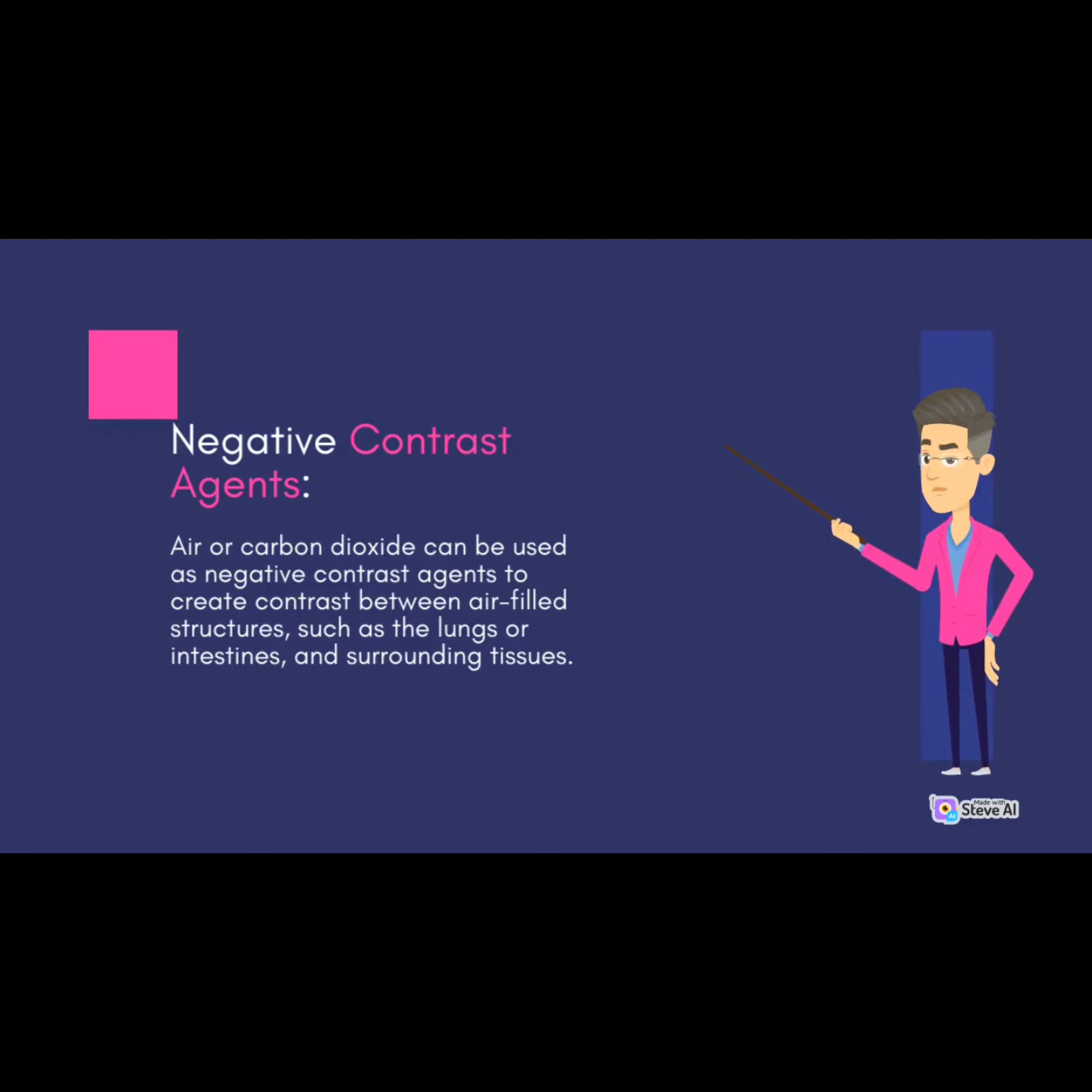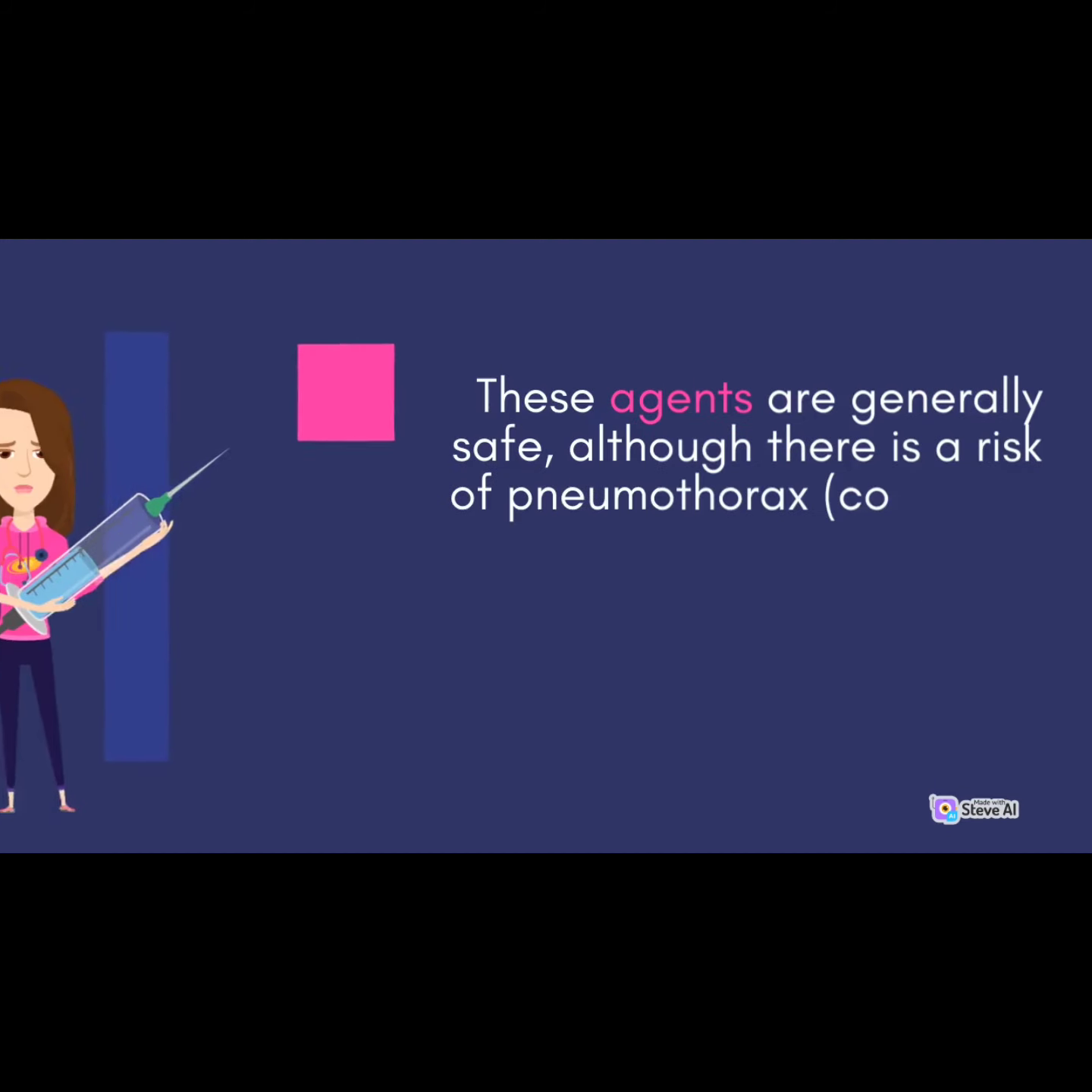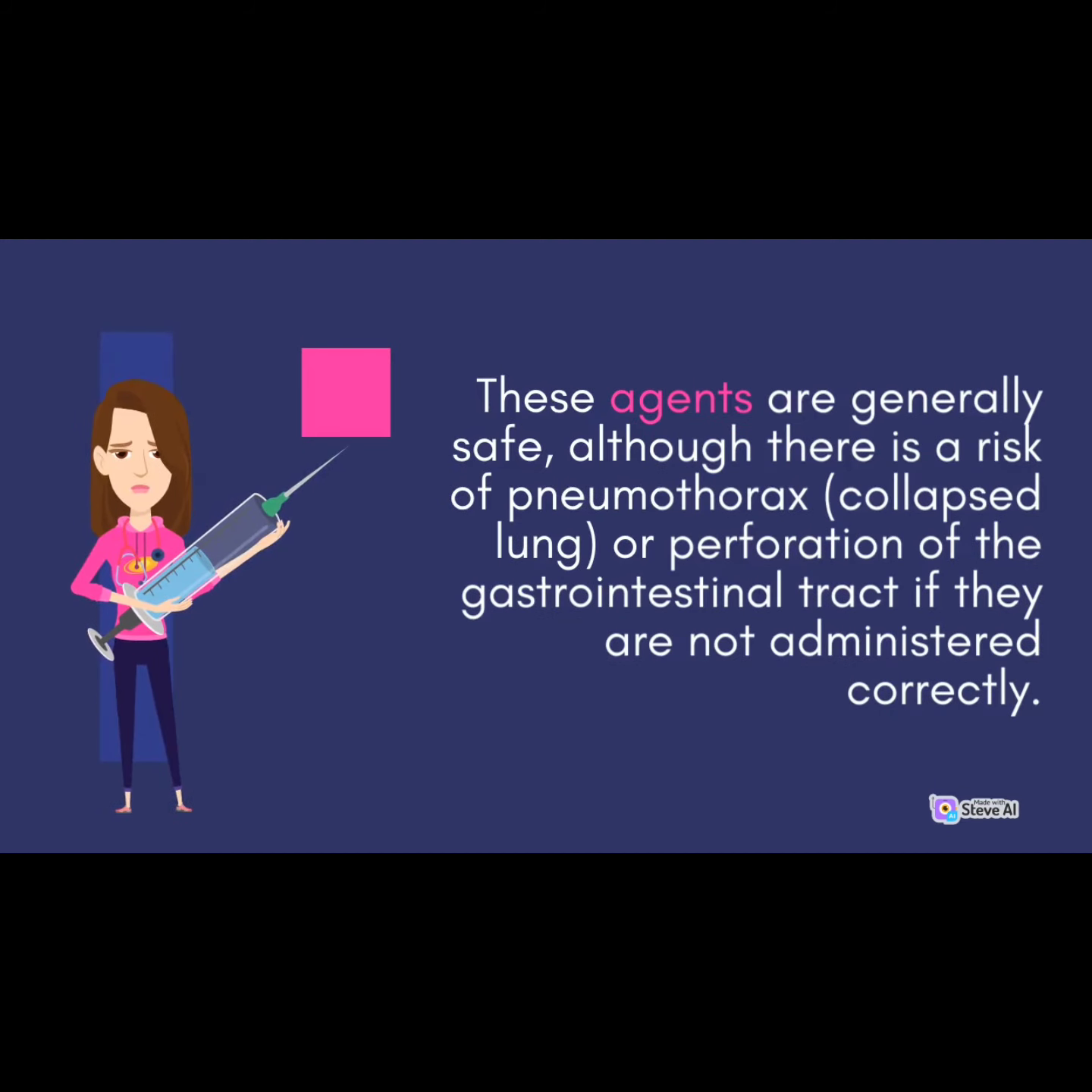Negative contrast agents. Air or carbon dioxide can be used as negative contrast agents to create contrast between air-filled structures, such as the lungs or intestines, and surrounding tissues. These agents are generally safe, although there is a risk of pneumothorax, collapsed lung, or perforation of the gastrointestinal tract if they are not administered correctly.